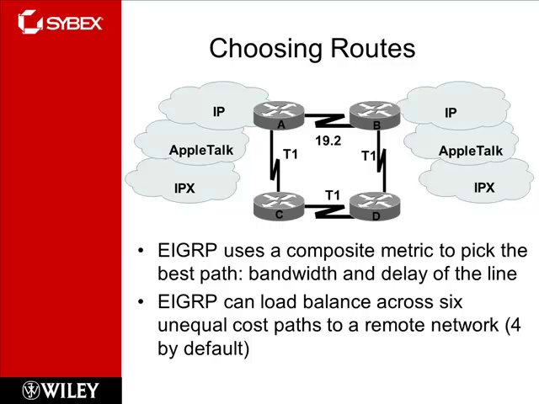It can load balance across 6 unequal costs. We've already talked about that. The default is 4. You have to tell it, and the command is variance. If you use something like a variance of 2, it says, oh, I'll use paths up to 2 times worse than the best path. I think you can go up to a variance of something like 999, so you can have really wide differences in the bandwidths you're talking about.